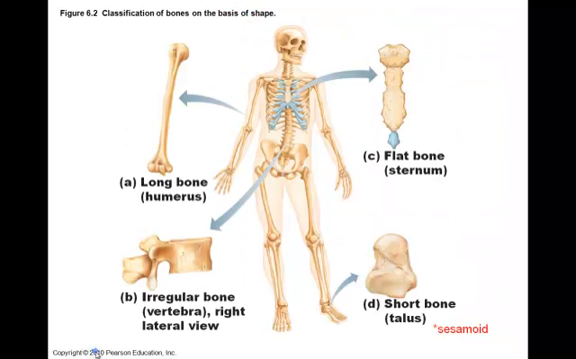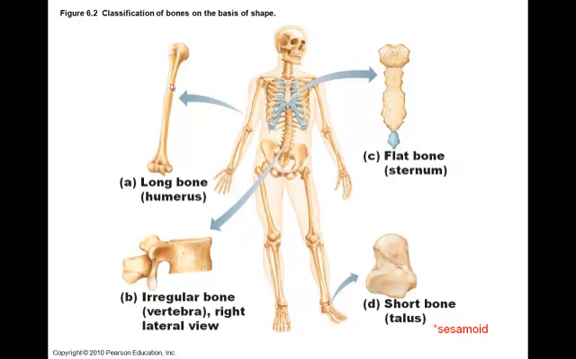Okay. Now if we're going to classify our bones just according to shape, we're going to classify them in these ways. We're going to have long bones, flat bones, short bones, and irregular bones. A long bone is a bone that's longer than it is wide. It doesn't mean it has to be very long. Like these are definitely some long bones here in our arms and on our legs.